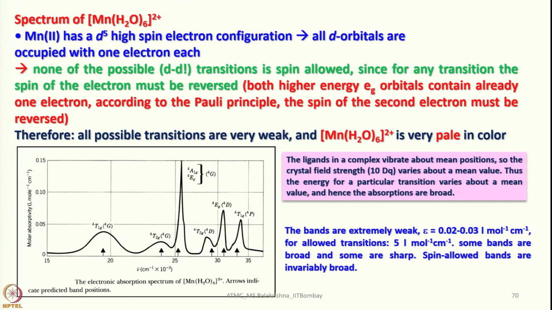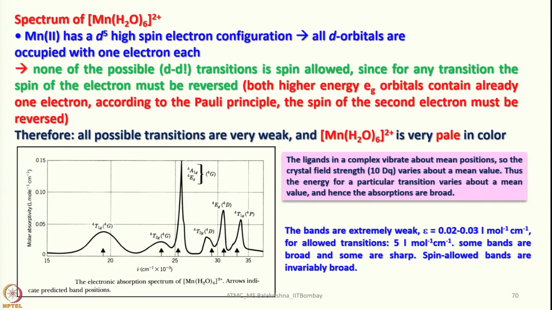So this is how the spectrum looks. Hexaaqua manganese(II) has a d5 high spin electronic configuration. All d orbitals are occupied with one electron each. None of the possible d-d transitions is spin allowed. In the case of a d5 system, none of the transitions are spin allowed, since for any transition the spin of the electron must be reversed. Both higher energy eg orbitals already contain one electron. According to Pauli's exclusion principle, no two electrons can have the same spin. That is the problem. That is the reason the spin rule says delta S equals 0.